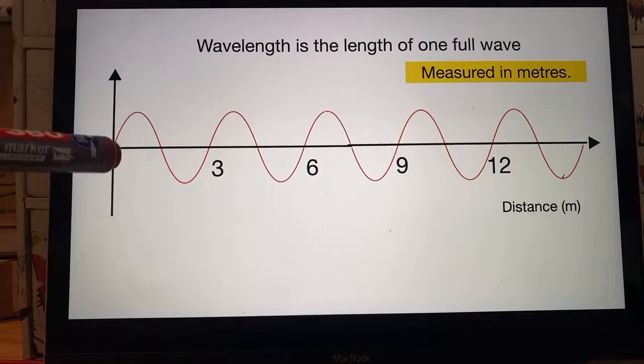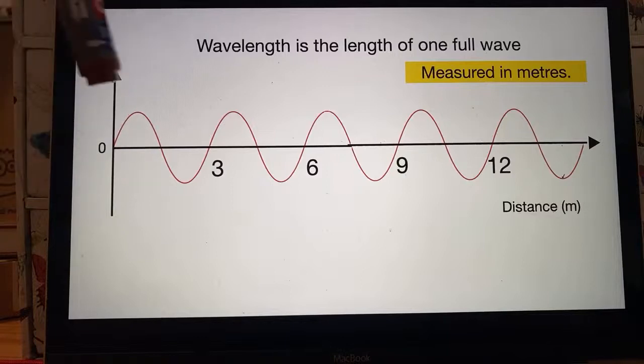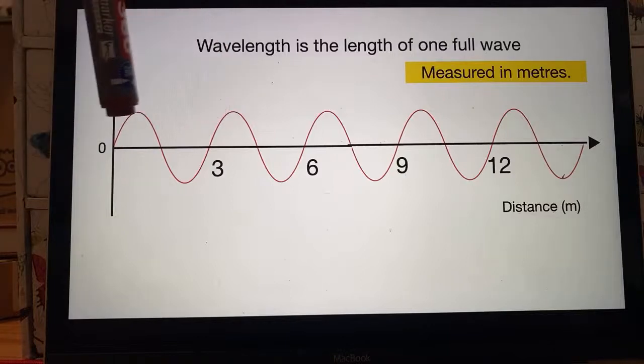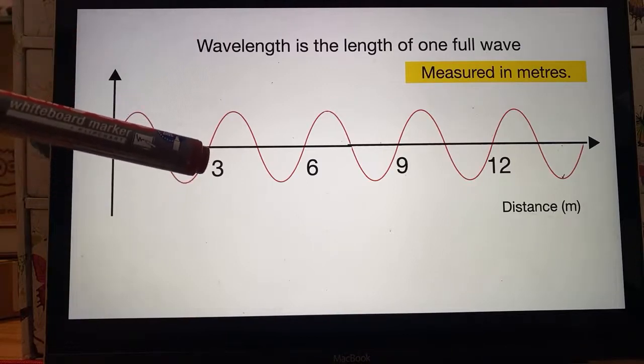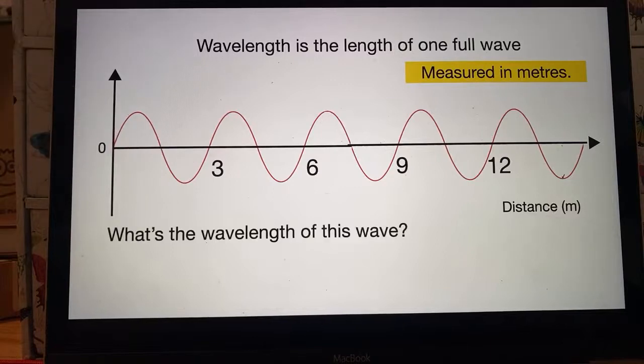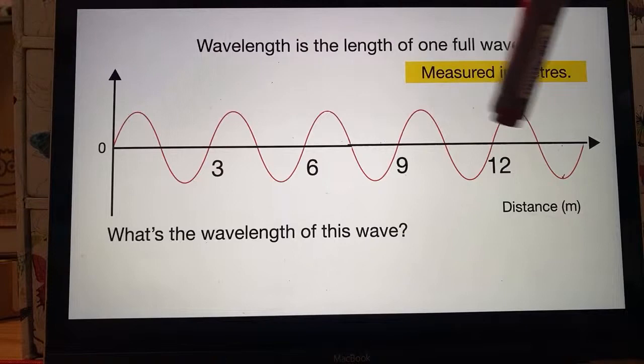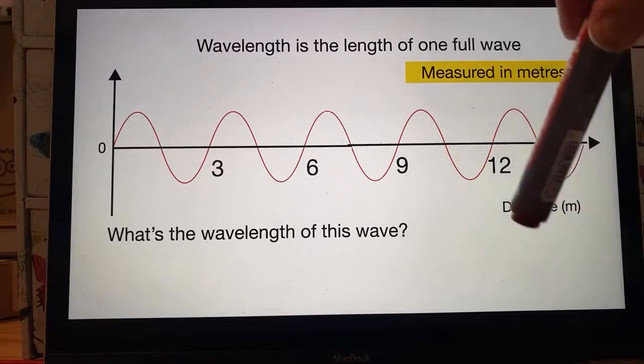We've talked about how you can measure wavelength from peak to peak, so from there to there, or from trough to trough, or you could measure it from the midpoint, go all the way up, go all the way down, and when you start repeating yourself, that is one wave. So what's the wavelength of that wave? Go on. You've got the x-axis showing you the distance. That's important. You would need to know that.